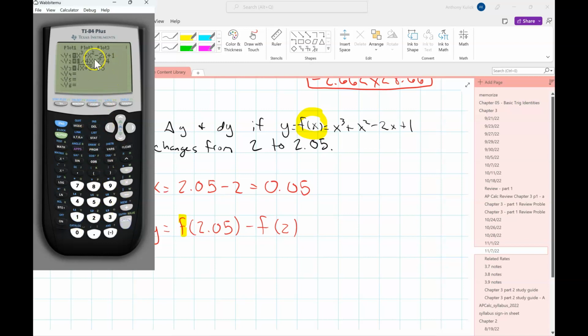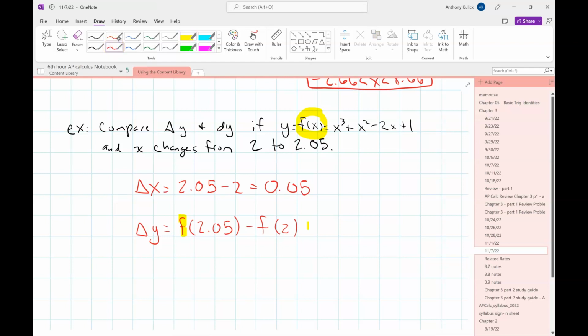Okay. So there's my y. So I'll do vars, y vars, function y1 of 2.05 minus vars, y vars, function y1 of 2. So I have 0.71765. Pretty cool there.